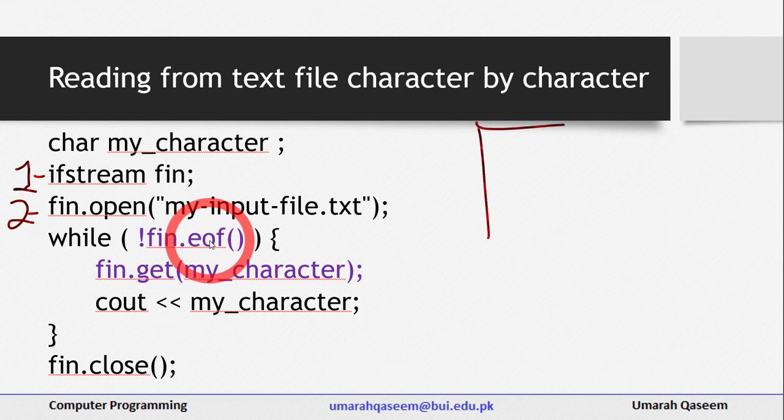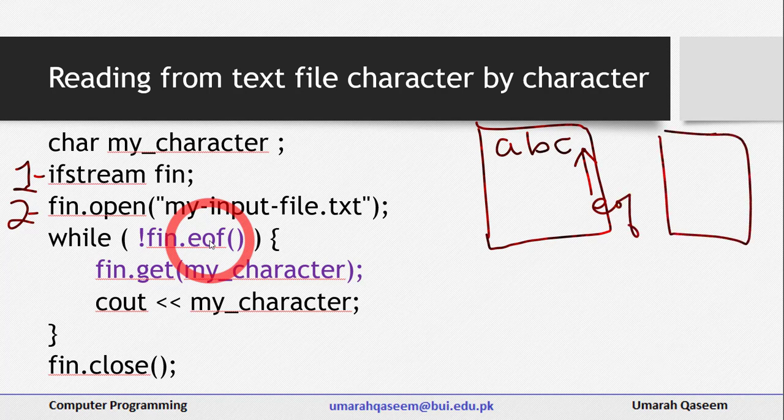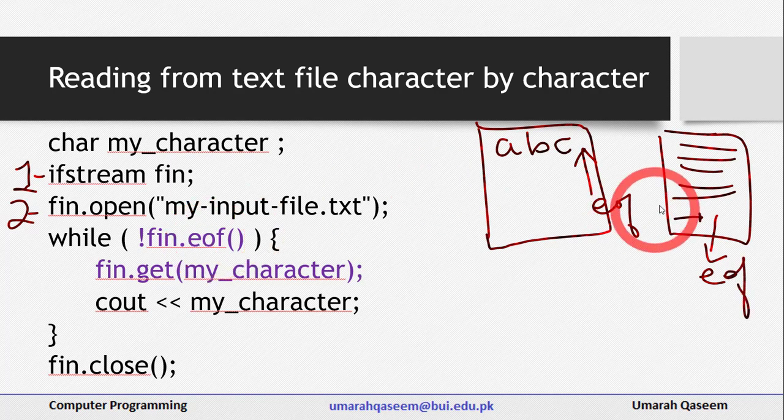To understand that, consider this is your file. Maybe you have written 3 words in it, A, B, C. After that, this is your end of file. Take another example: this is your file, you have written some long text in it, and it finishes right here. So this point is your end of file. End of file means the point where the file has reached its end.